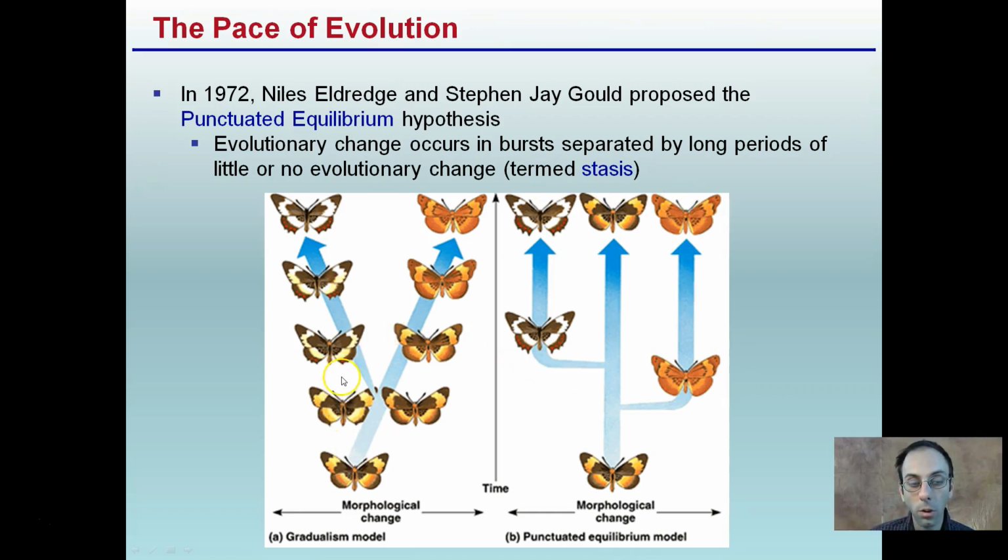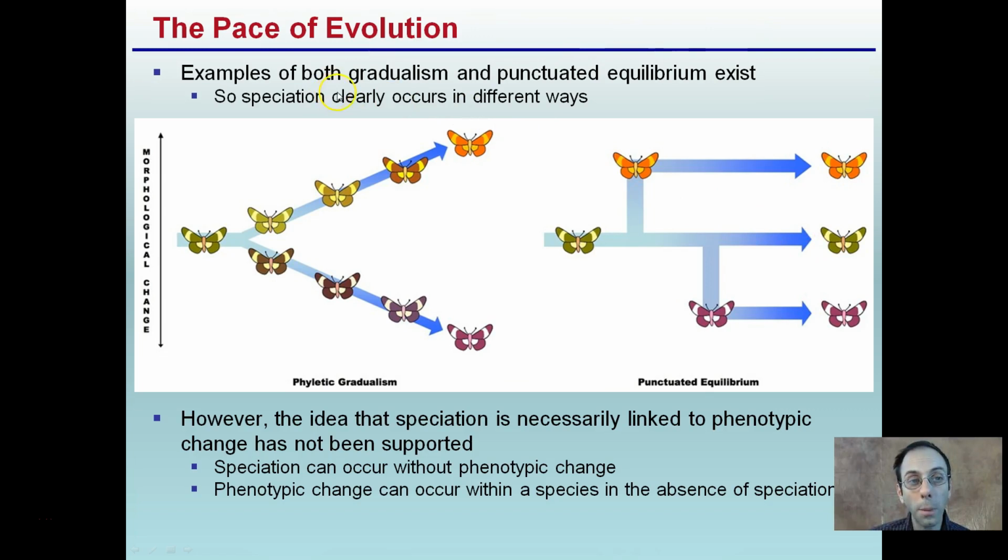Gradualism refers to just slow change over time. Here, there are definitely these break-off points, and while it's a white one here, it stays a white one here. There's not constant changing occurring. There are abrupt changes that occur in the time scale. So examples of both gradualism and punctuated equilibrium do exist. So speciation clearly occurs in different ways. This would be the same example here of starting with the green butterfly and progressing to these two colors with gradualism, and here's how it would look with punctuated equilibrium.